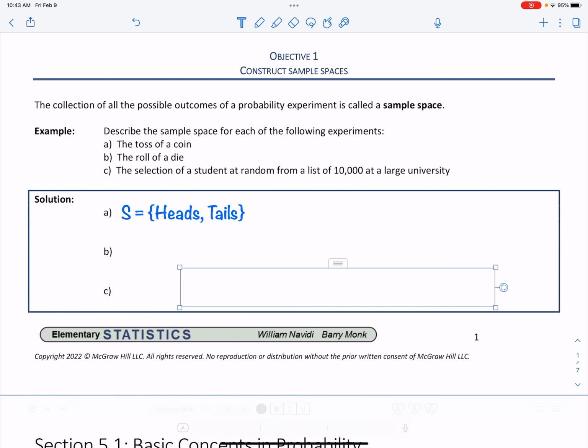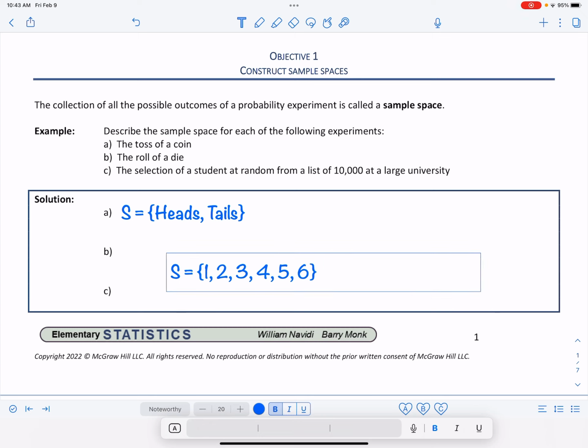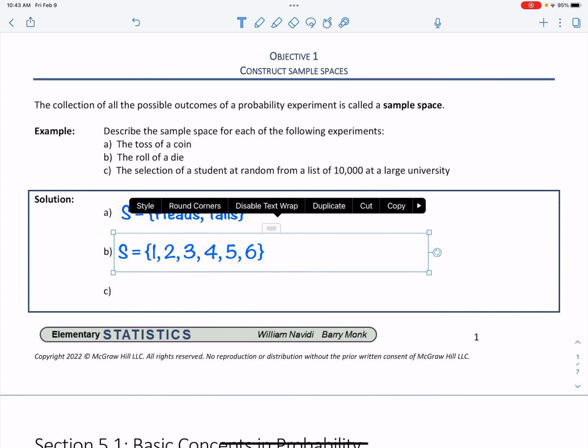Now the roll of a die. If I'm looking at a typical 6-sided die, then again, I'm going to write a sample space, a set, and I'm just going to list each possible outcome for that experiment. And that would be my sample space.